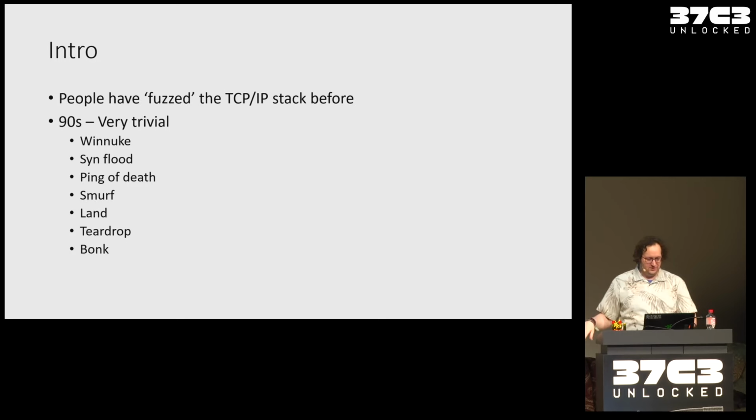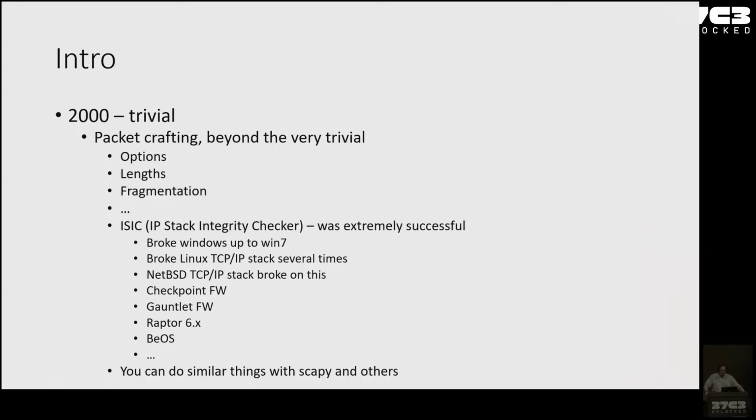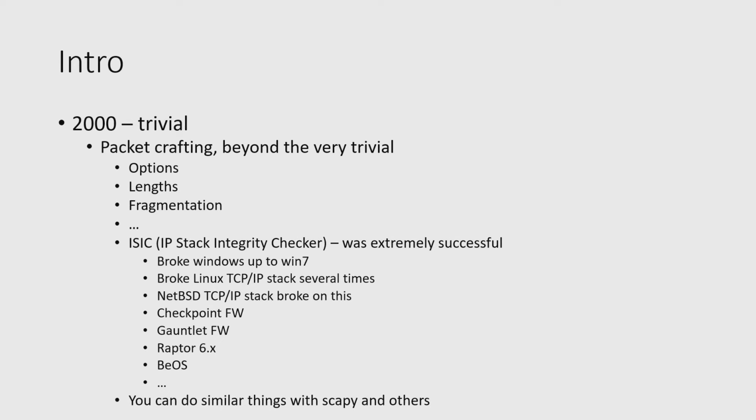And then we kind of get into the late 90s and the 2000s, and we had some libraries like LibNet and things like that. And somebody wrote this tool called ISIC, the IP Stack Integrity Checker. And ISIC is really, really cool. It's one of these tools that everybody should know about, but when I talk to people, oftentimes they'll be like, what is this thing? And then you go download this thing that's 20, 25 years old, and you run it against a network stack, and sometimes bugs come out. It was extremely successful back in its day.